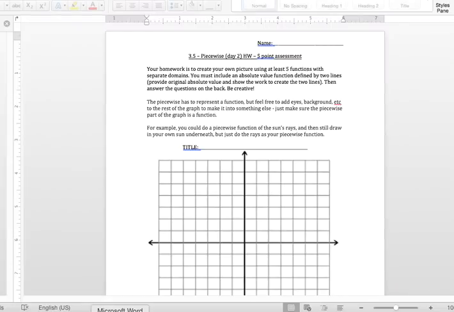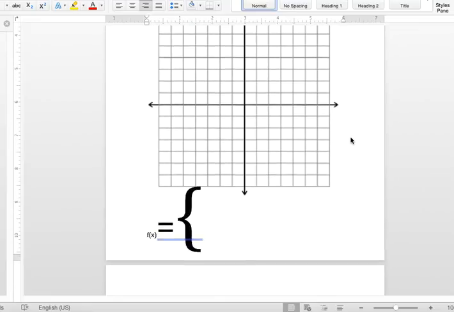So if you guys want, you can start the homework after. The homework's interesting. I want you guys to have fun with this. But you're going to create a picture with piecewise, one of which has to be an absolute value function involved with it. And then you have to write it out as 2 lines. So just put your work on the back for this.